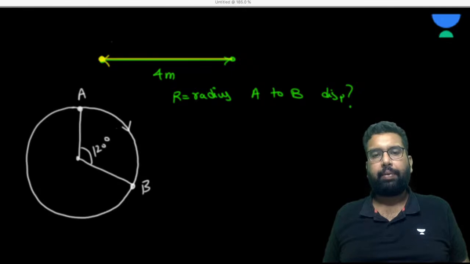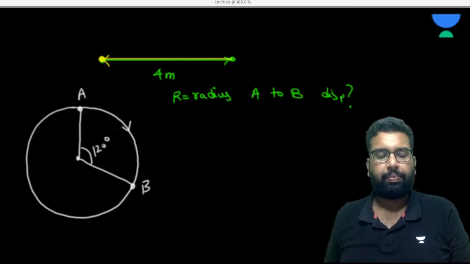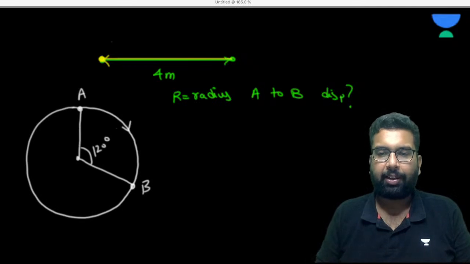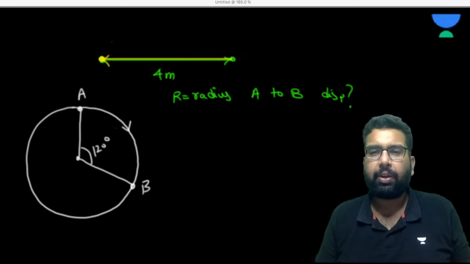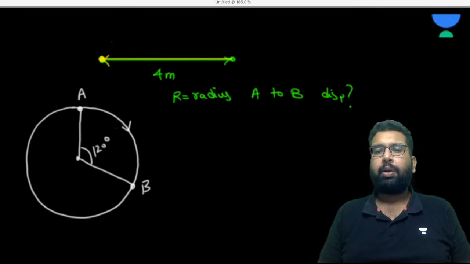From A to B. From A to B. How can we do it? How can we find the displacement? Here you can use some geometry, or you can use the vector method. Whatever you want, you can do.